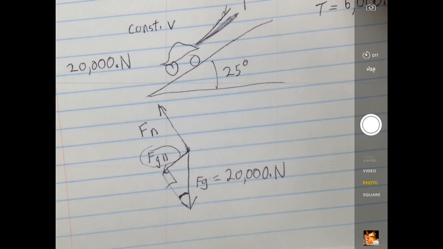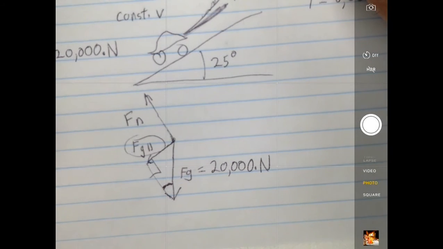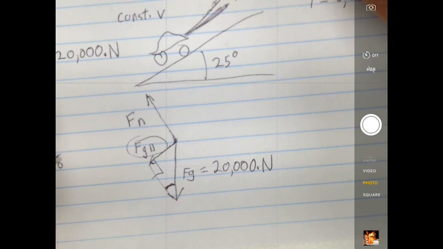So if I go 20,000 times the sine of 25 degrees, calculator says 8,450 newtons.